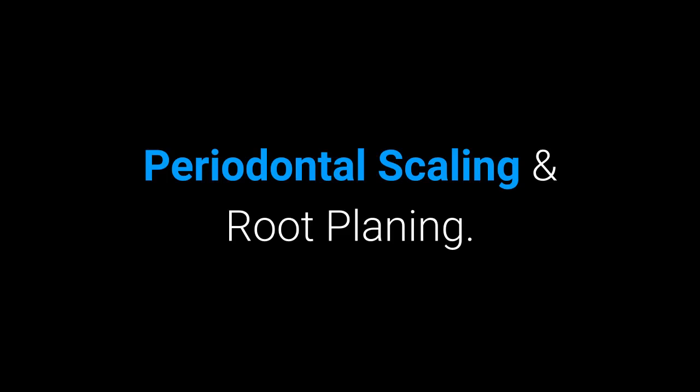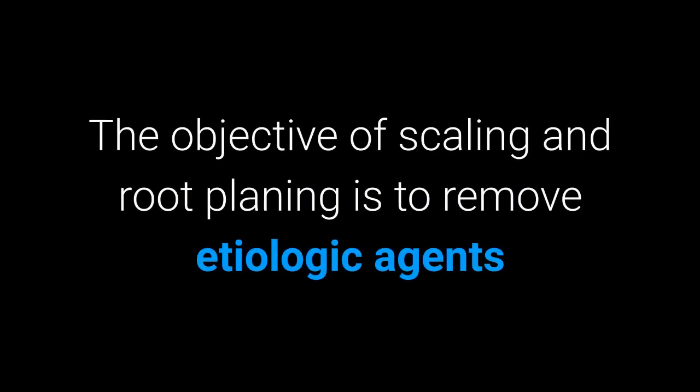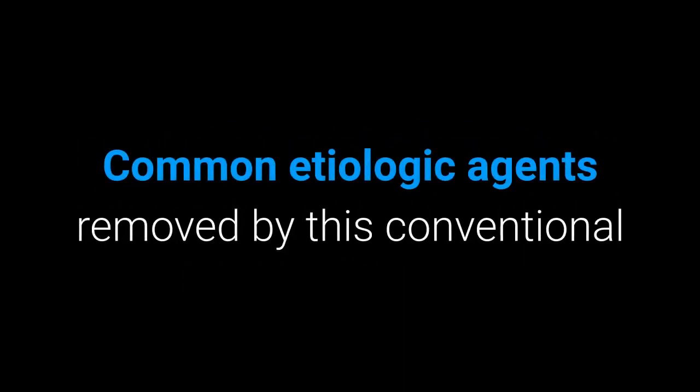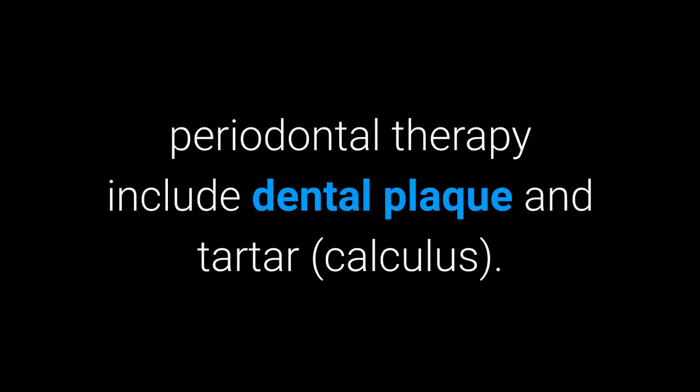Periodontal scaling and root planing. The objective of scaling and root planing is to remove etiologic agents which cause inflammation in the gingival, gum, tissue and surrounding bone. Common etiologic agents removed by this conventional periodontal therapy include dental plaque and tartar calculus.